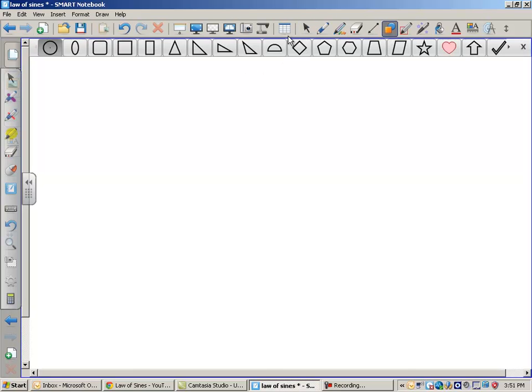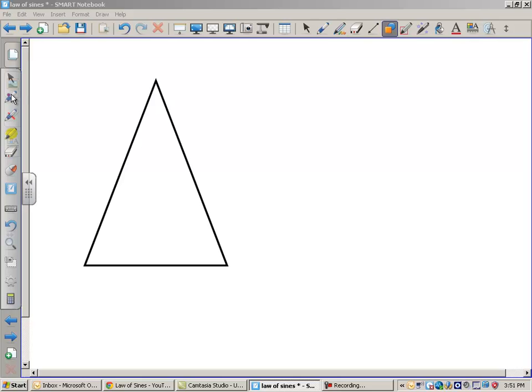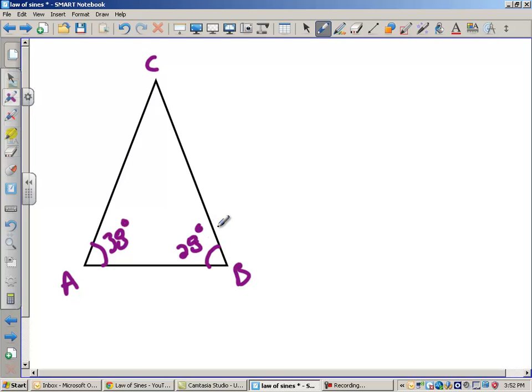Alright, so here we go. We're going to draw a little triangle, and I'm going to call this triangle A, B, C. I'm going to have angle A be 38 degrees, and then I'm going to let angle B be 28 degrees. Because there are 180 degrees in all triangles, angle C is going to work out to be 114 degrees. But that was just given to us. The measure of angle A was 38, and the measure of angle B is 28.